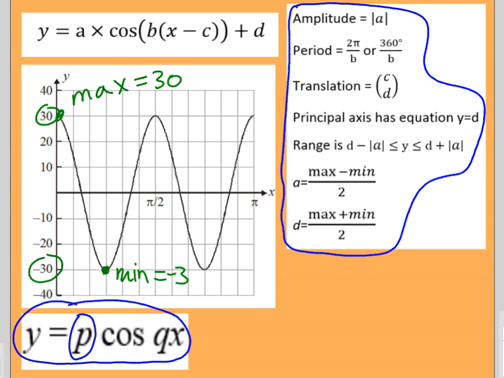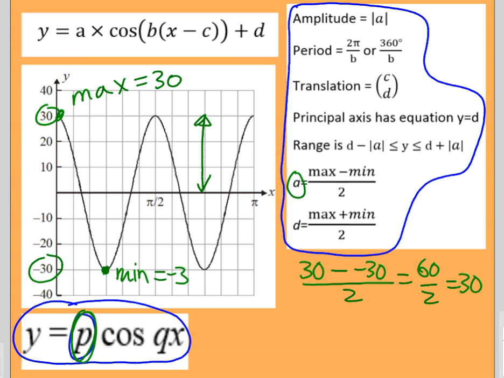Okay, so if we do maximum minus minimum over 2, we will get 60 over 2, which is 30. Now that gives us the value of the amplitude, and actually you can see it from the graph. If you look at that distance, it's obviously 30. Okay, and what does Q tell us? Well, that's inside the bracket, so it's horizontal, and it affects the horizontal stretch and the period. So let's look at the period of this graph.